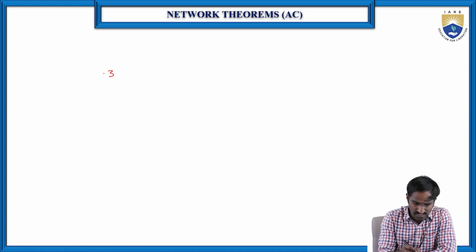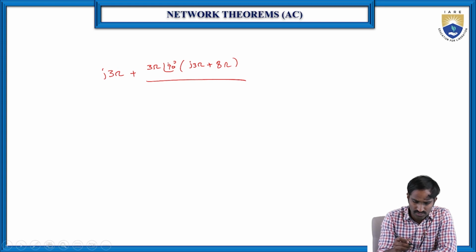Z3 ohms plus Z1 dash again. Okay, so Z1 dash again, let us consider here because of multiplication. That's why I have converted it into polar form. So 90 degrees into Z1 dash plus Z2. So here again Z1 dash is j3 ohms, plus Z2, which is 8 ohms.